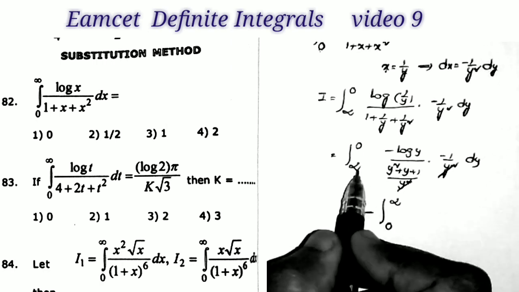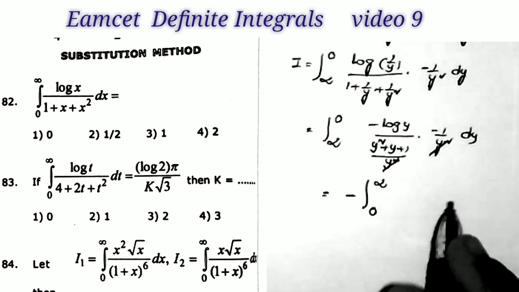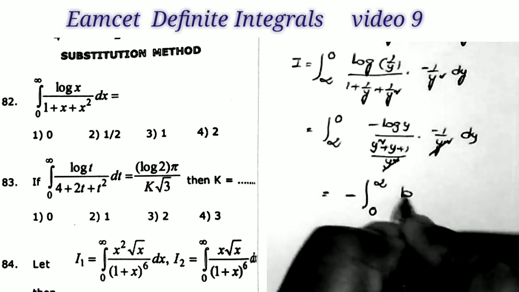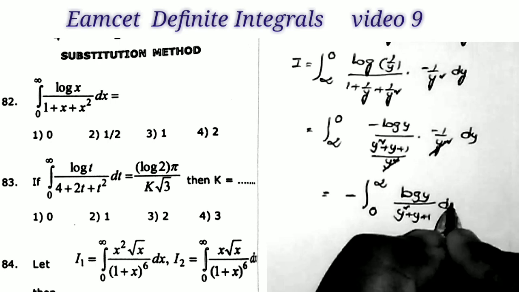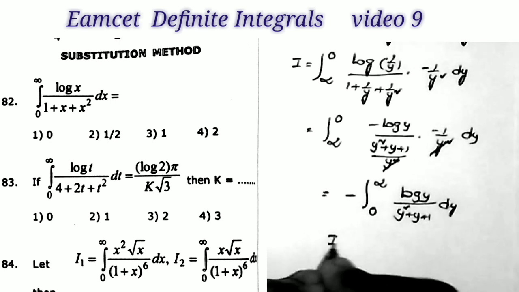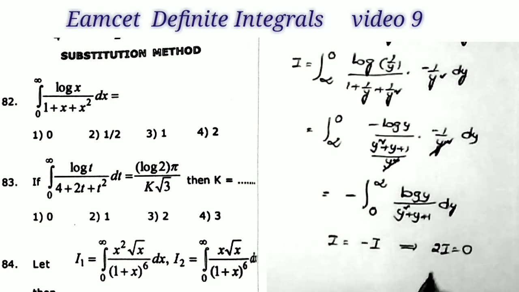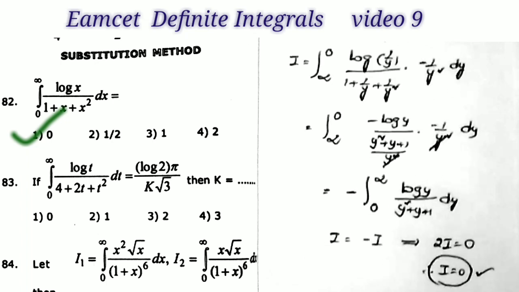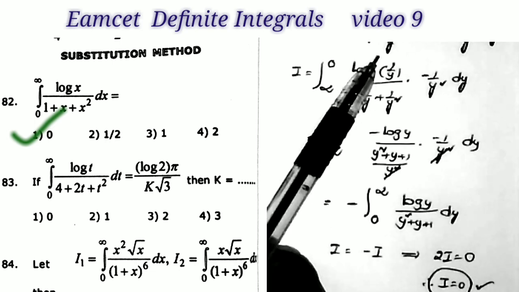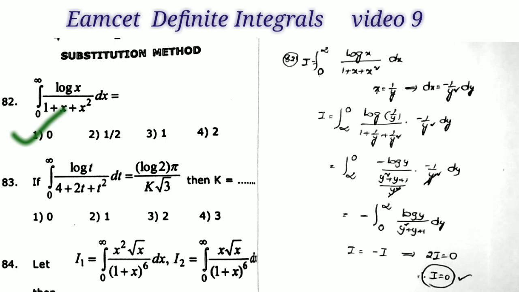I am interchanging the limits of the integral, taking the minus sign. So minus of minus gives plus, and here we have log y by y square plus y plus 1 into dy, and this is nothing but the given question. That is, I is equal to minus I, that is 2I is equal to 0. Therefore, the answer of the given question is 0. That's all, and that is the first option. Very easy question. Simply we take x is equal to 1 by y in the given question and replace that value. Directly we get the answer, and that answer is 0.